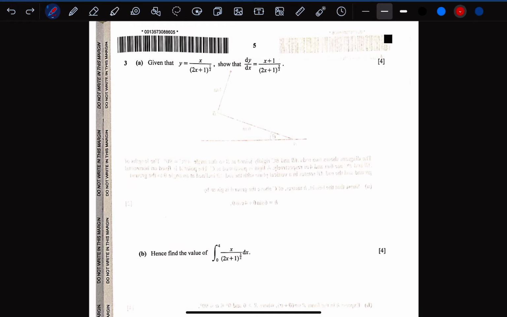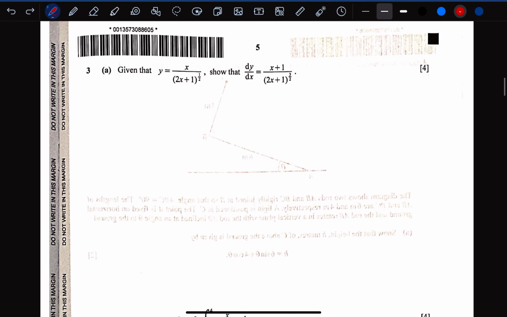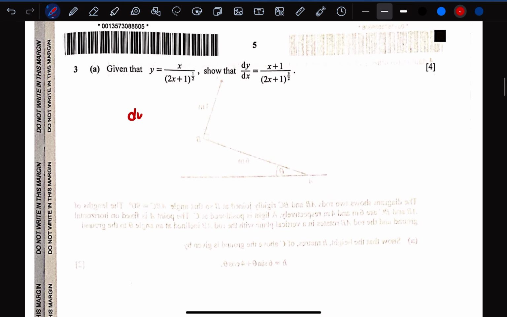So this is the 2021 paper 2 question 3 on differentiation and integration. Given that y equals to this, show that dy/dx is this. So all I'm going to do is just differentiate using my quotient rule. Right? Quotient rule, I always start from the denominator.